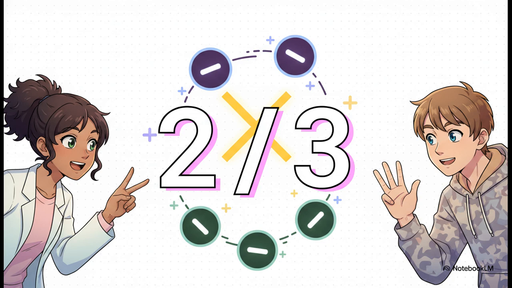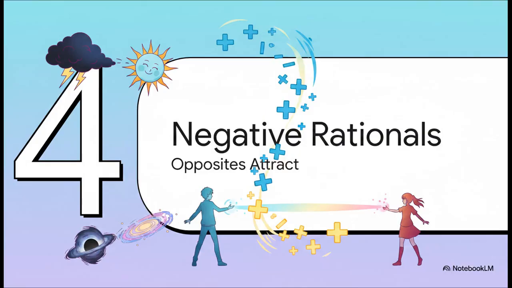The minus on the top 2 and the minus on the bottom 3 mathematically eliminate one another. Poof, gone, leaving us with a straightforward 2 over 3. And that is exactly why our definition states that if both the numerator and the denominator are negative, the overall rational number is firmly and undeniably classified as positive. Which brings us to Section 4, negative rational numbers.